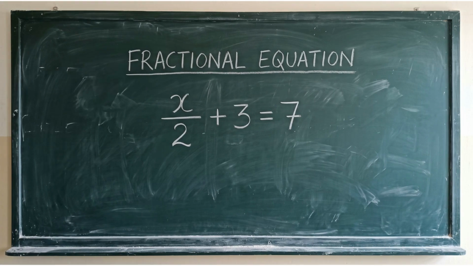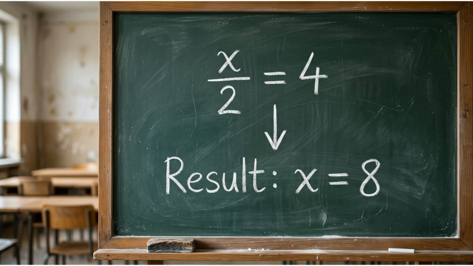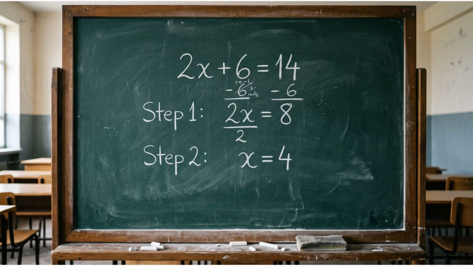Equations can also include fractions. Here we have x over 2 plus 3 equals 7. By isolating the variable in our fractional equation, we find that x equals 8. For equations like 2 times the quantity x plus 3 equals 14, always distribute first to simplify. Finally, solve for x in 2 steps. Subtract 6 from both sides, then divide by 2 to reach the solution.